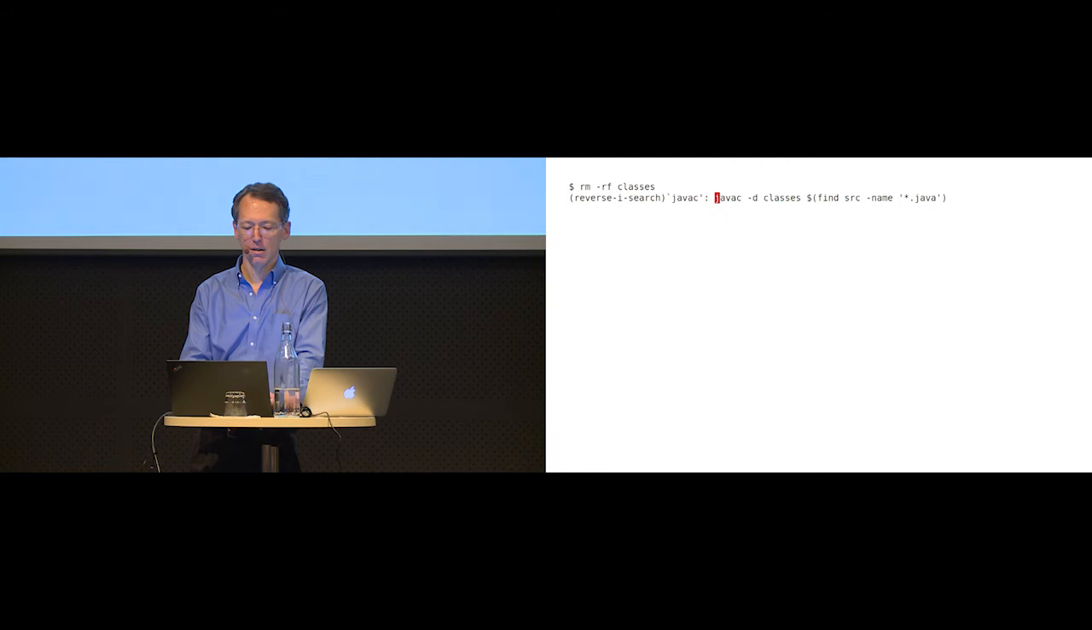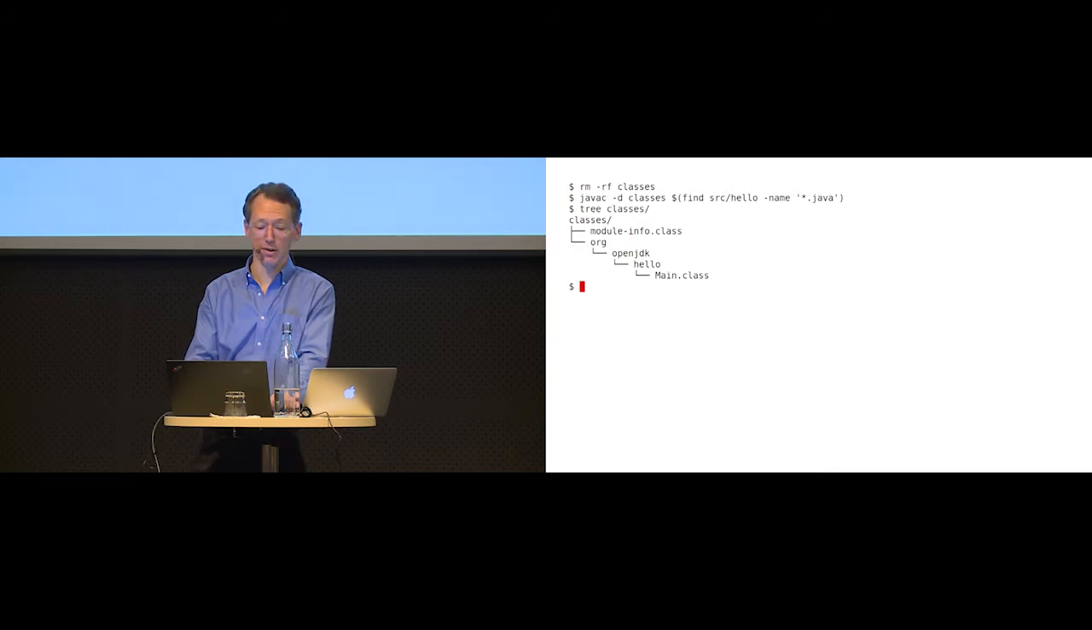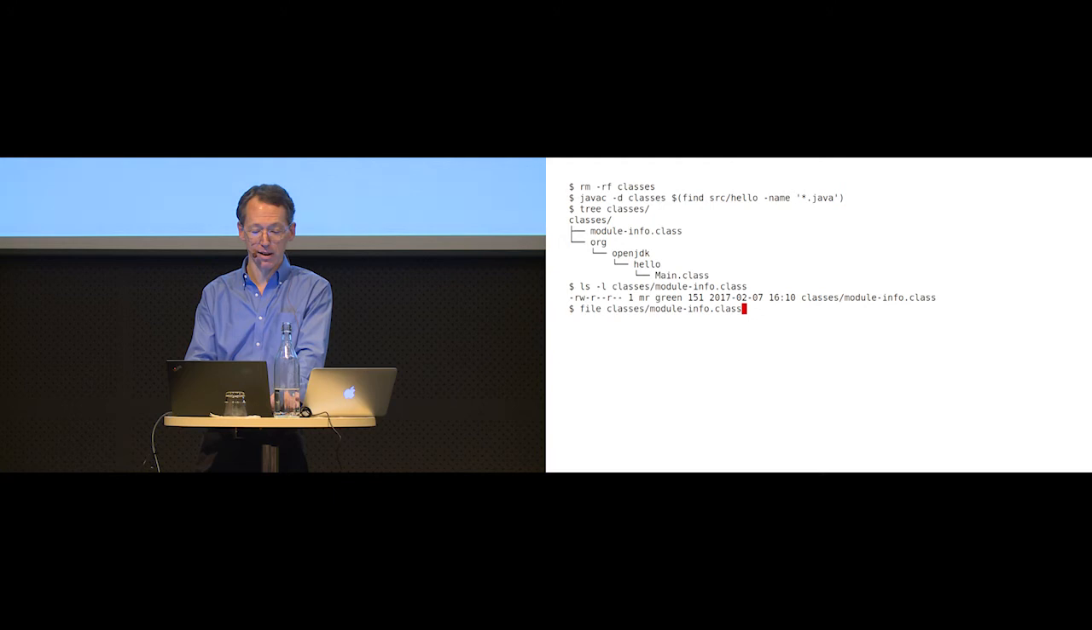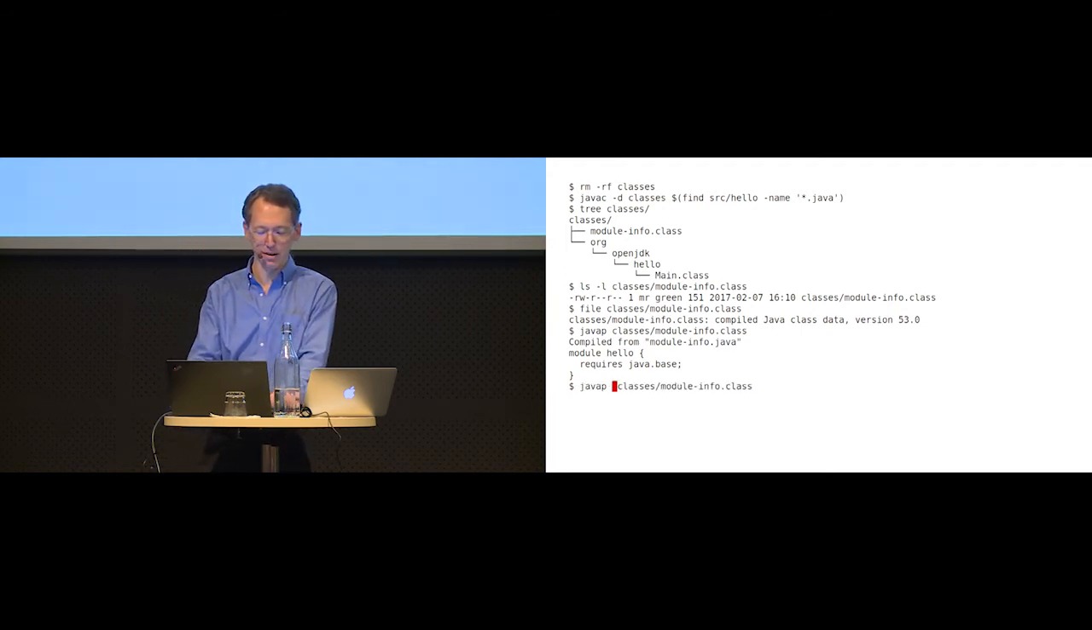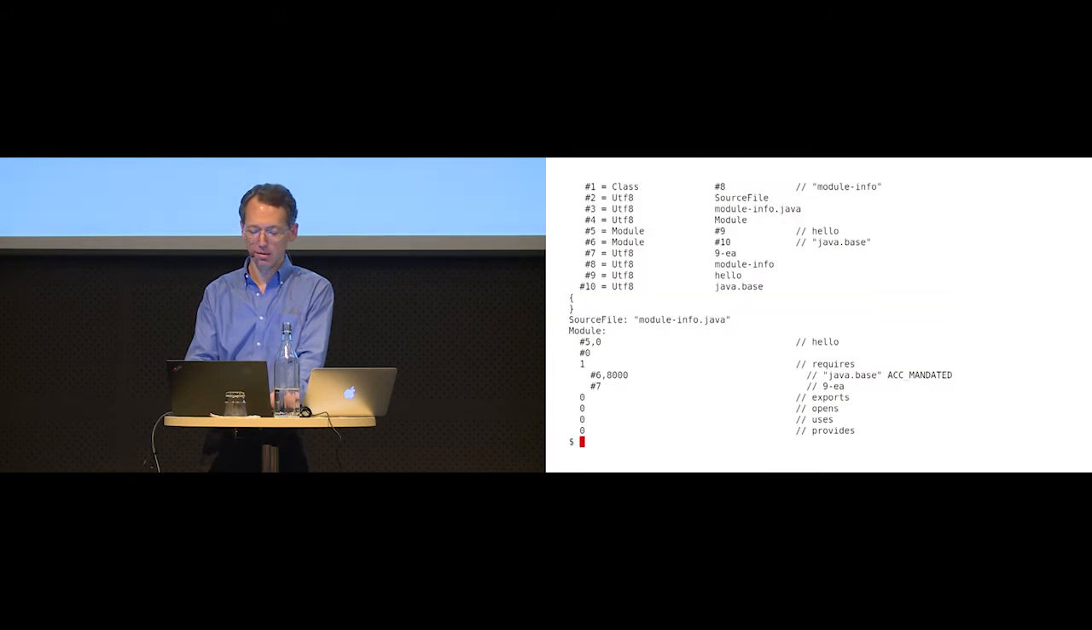Let's redo that. I will compile it, and I can do this pretty much the same way that I did before. And here's what I have in my classes directory. There's main.class just like before, and then module-info.class, which is a little class file as promised. We can ask it to type, yep, compiled Java class data, version 53. We can run javap on it. See what's inside. Ooh, requires java.base. See, the compiler did insert it. Even if maybe we didn't want it, we can javap -v it and see even more detail. Whoa.